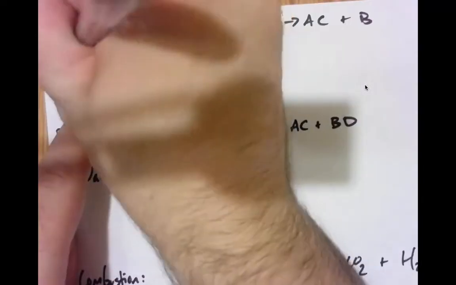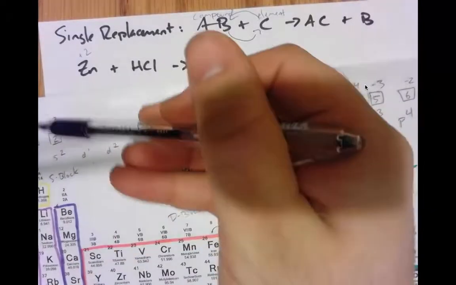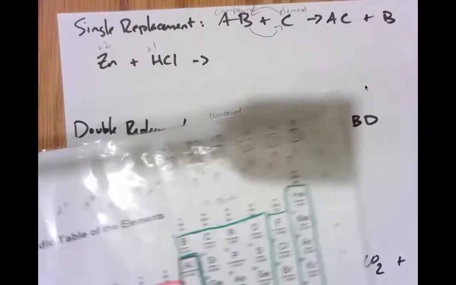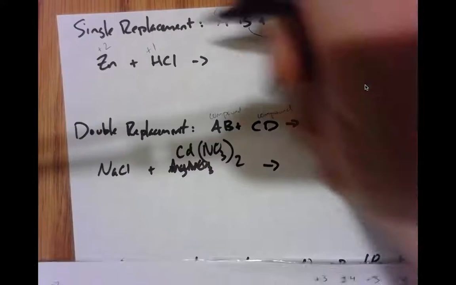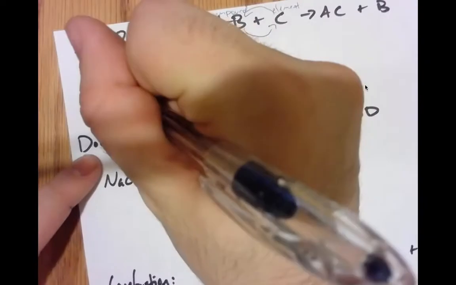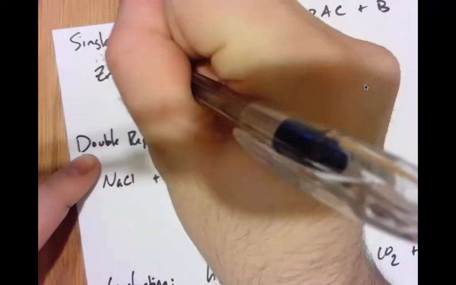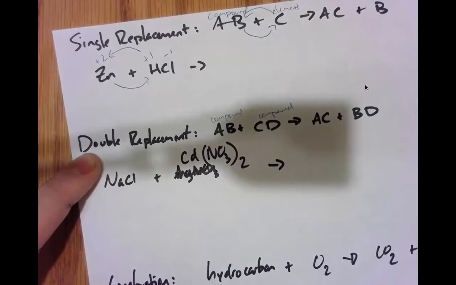So we know zinc has a positive 2 charge. Hydrogen, because it's in column 1, has a positive 1 charge. Chlorine, because it's in column 17, has a negative 1 charge. And then we do some swapping of places. Remember, we swap places based on their sign of charge. So we'll swap the places that have the same sign.